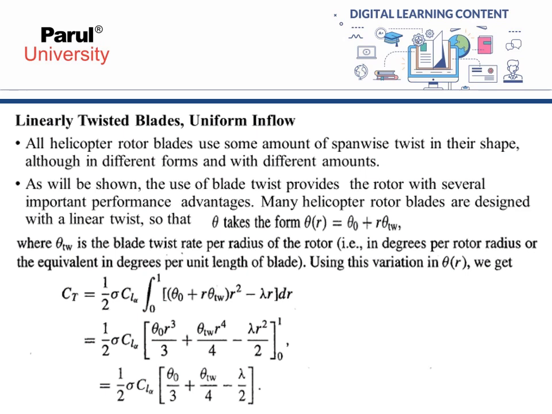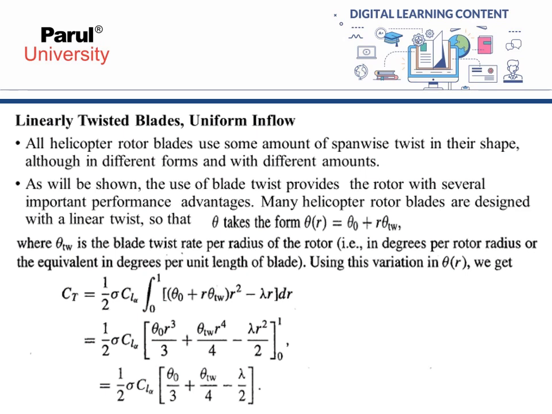Using the variation in theta(r), we get Ct = 1/(2 sigma) CL alpha integral 0 to 1 of (theta naught r squared + theta tw r cubed - lambda r) dr = 1/(2 sigma) CL alpha [theta naught r cubed by 3 + theta tw r to the 4 by 4 - lambda r squared by 2] from 0 to 1 = 1/(2 sigma) CL alpha (theta naught by 3 + theta tw by 4 - lambda by 2).